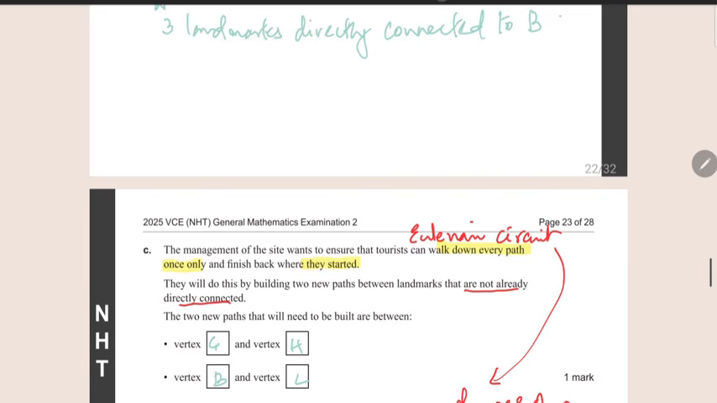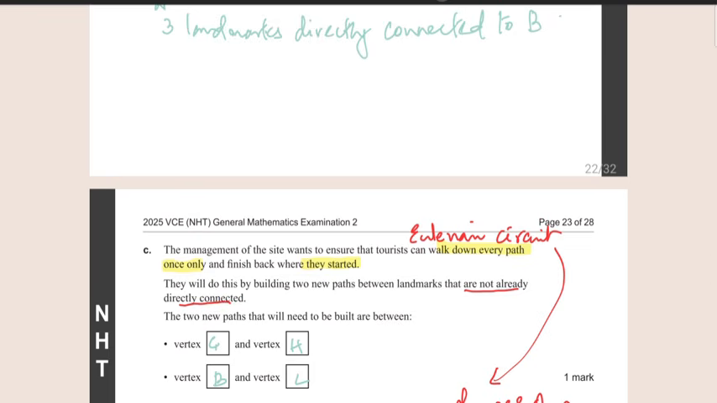So now they're asking you, the management wants to ensure that tourists can walk down every path. So they're talking about edges, and you know E for edges stands for the Eulerian, only once, and finish back where they started. So that makes an Eulerian circuit. This will do this by building 2 new paths between landmarks that are not already directly connected.